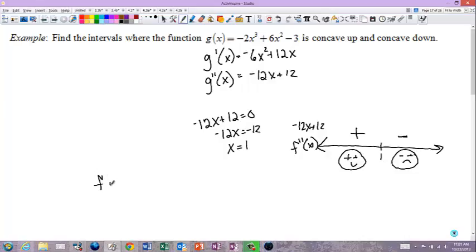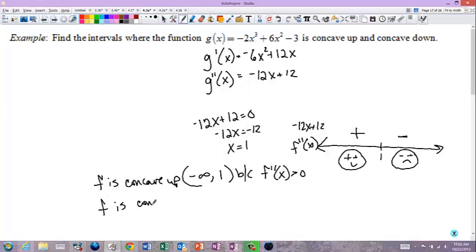So f is concave up from negative infinity to 1 because f double prime is greater than 0. F is concave down from 1 to infinity because f double prime is less than 0.